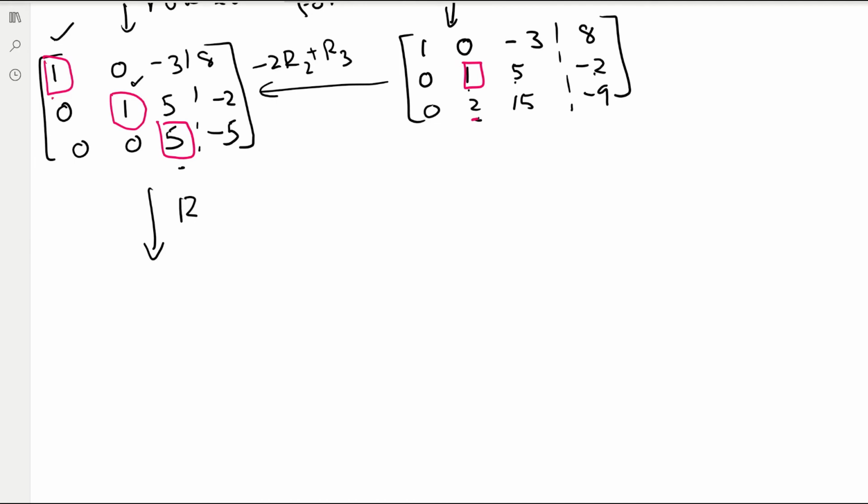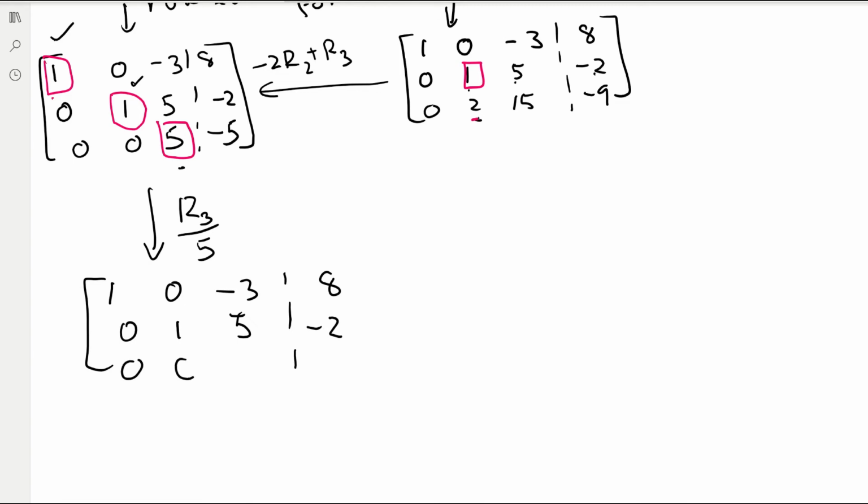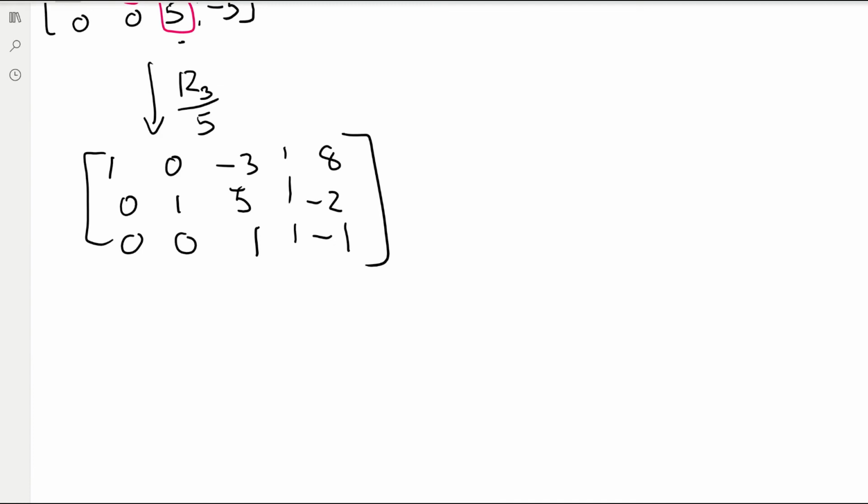What can we do? Well, divide by 5. R3 divided by 5. Here division is unavoidable, so we must do it. See, 1 0 -3 8, 0 1 5 -2, and then 0 0 1 divided by 5, and then -1. All the leading entries are 1. The only thing left is to make everything else 0 in the columns of leading entries. Here except the leading entry, everything else in the column is 0, that's good. But here the leading entry is 1, but these two are not 0, so we want to make those two 0.